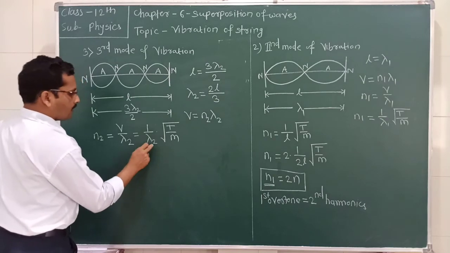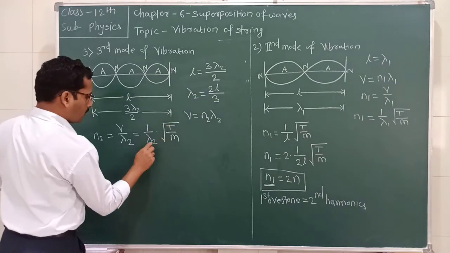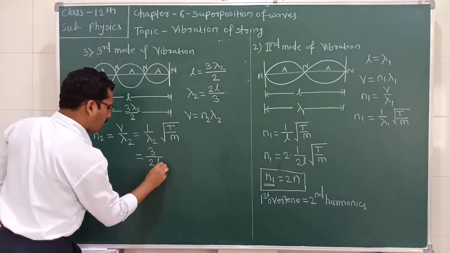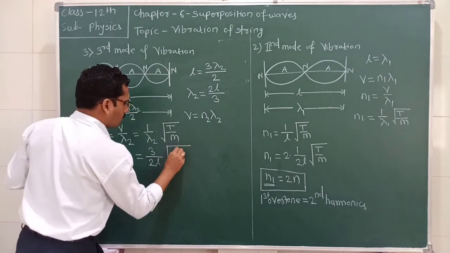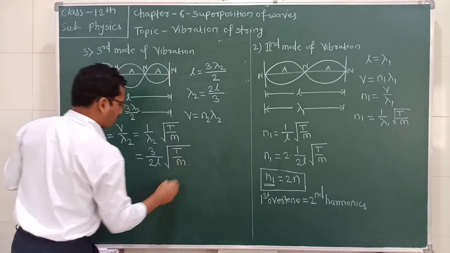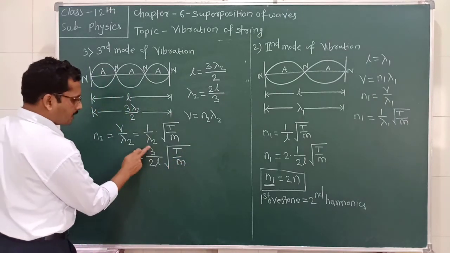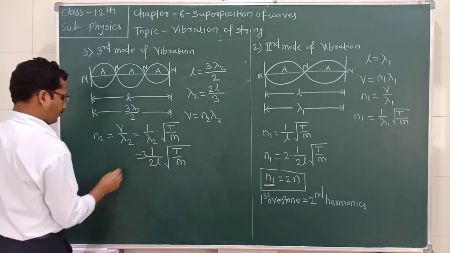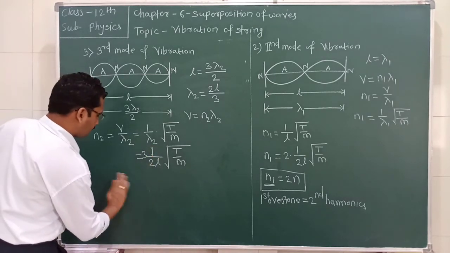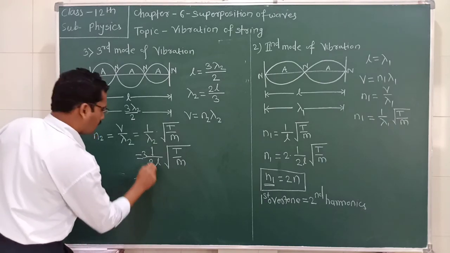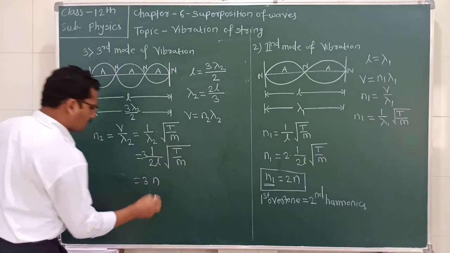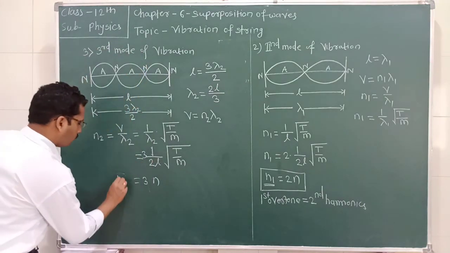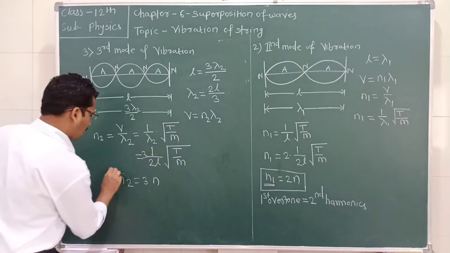And what is lambda 2? Lambda 2 is equal to this. So 1 by lambda 2 is equal to 3 divided by twice L under root T by m. Now we can write this as 3 into 1 upon twice L under root T by m. It is nothing but the fundamental frequency. So this n2 is equal to 3n.